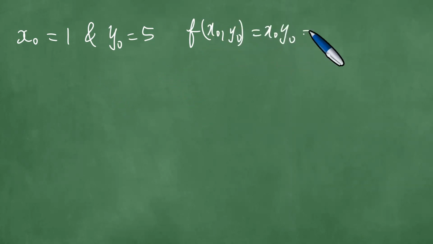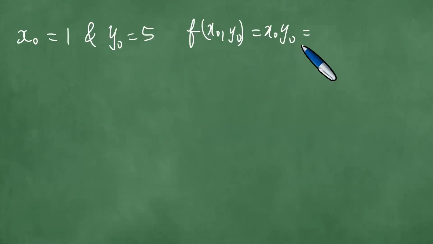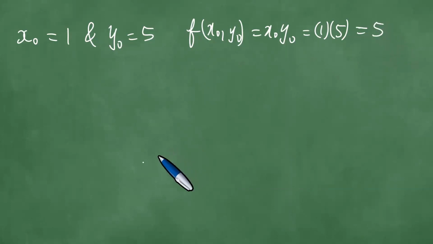According to that formula, f of x and y is xy. So you just multiply them. Yes, please. How did you get y0 is equal to 5? Isn't it y1?